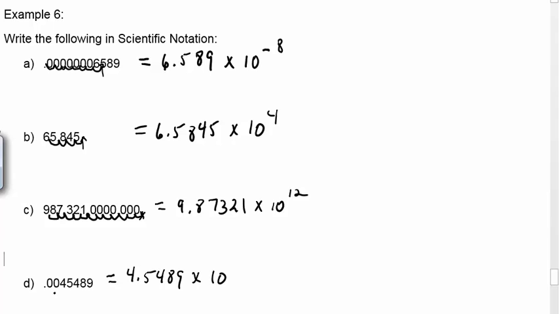again, since we have to move the decimal to the right, our exponent's going to be negative. And we had to move it 1, 2, 3 places. So our final answer would be 4.5489 times 10 to the negative 3rd power.